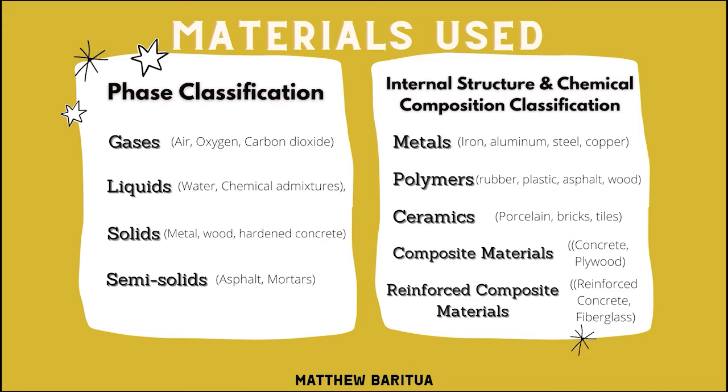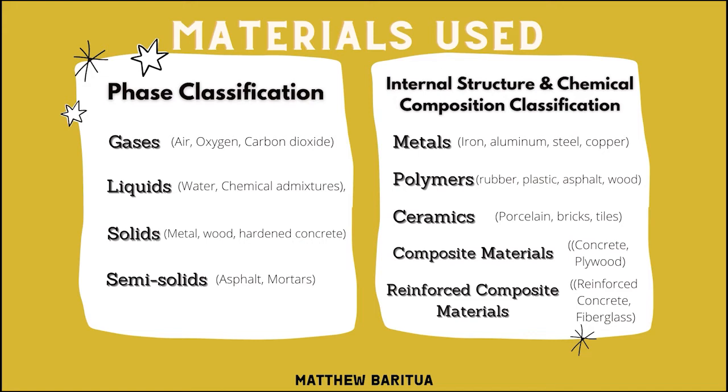Then you have your polymers. These are materials made of long repeating chains of carbon, hydrogen, oxygen, and nitrogen molecules that are formed through covalent bonding. Examples are rubber, plastic, asphalt, and wood.